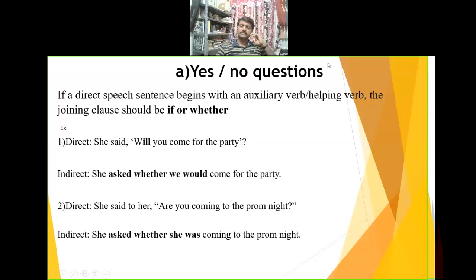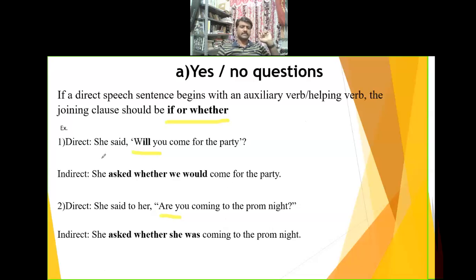My students, that's it about the WH questions. Now we'll move to the next topic called yes or no questions. You know what we mean by yes or no questions. The questions always begin with an auxiliary verb. In WH questions, they always begin with a WH interrogative word. When there is a yes or no question, you have to remember this point: use if or whether. It is the joining clause. You should not use the conjunction that.